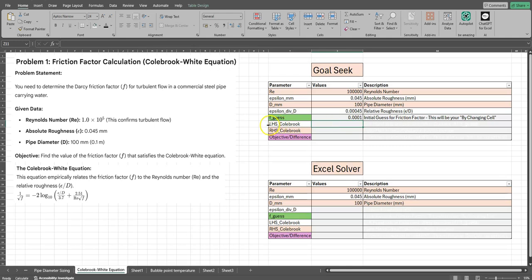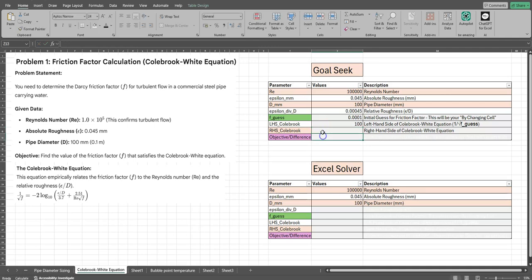Then I have to calculate the LHS of the Colebrook equation, that is 1 by root F. So I am calculating 1 divided by SQRT of F, where F is the guess value. Then the RHS of Colebrook, that is minus 2 log base 10 of the whole thing. So that is the right hand side.